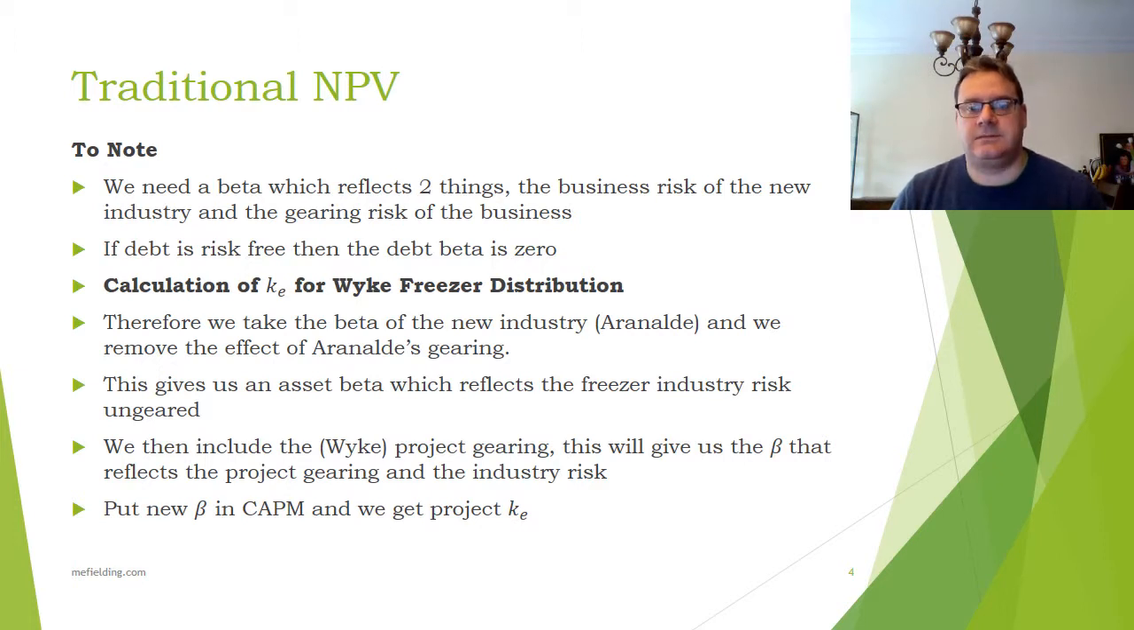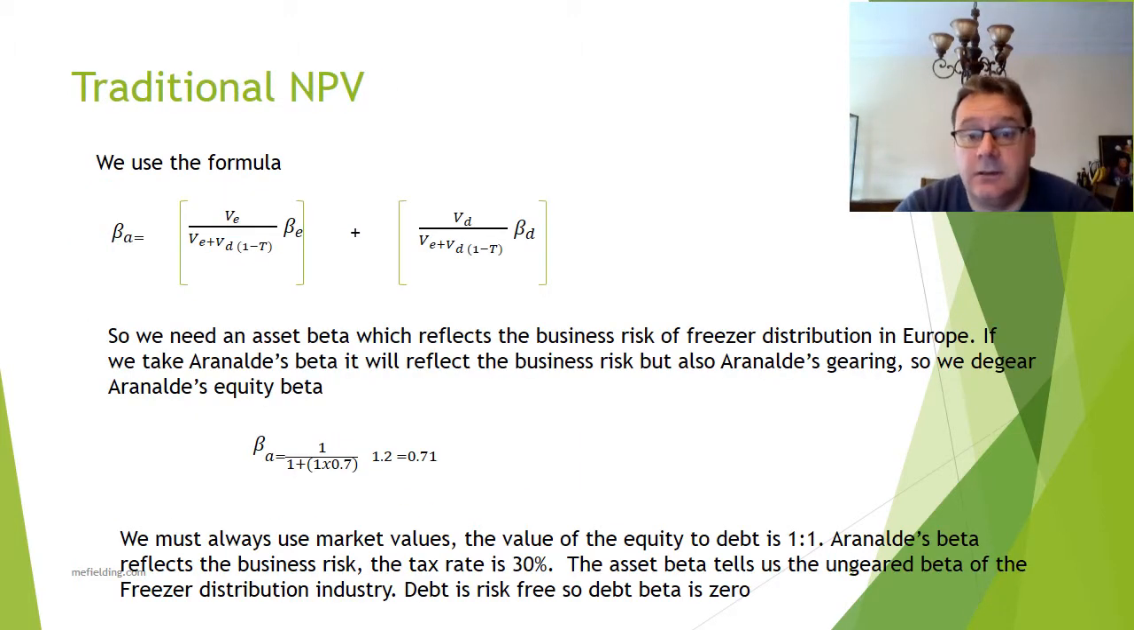Right, just one thing to say is you need to understand the logic of what we're doing. Once you understand the logic of what we're doing, it's actually very easy. So, logic. Remember what we're doing. We are calculating, first of all, an asset beta. And an asset beta is a beta which reflects only the market risk of freezer distribution in Spain. We do that by taking Rinaldi's equity beta and taking out Rinaldi's gearing.